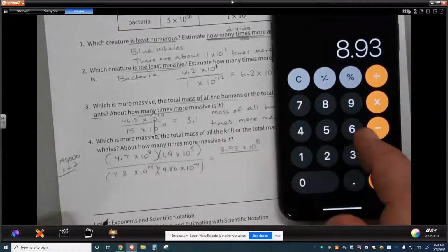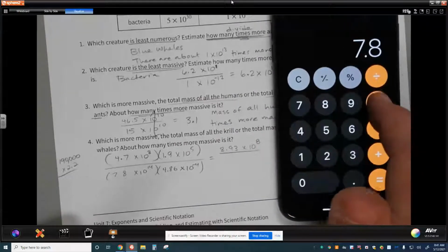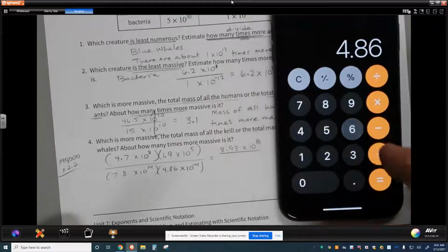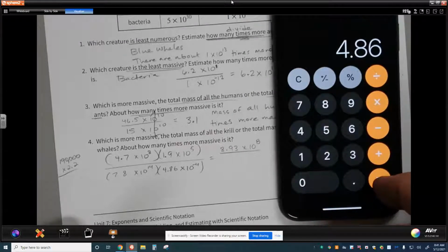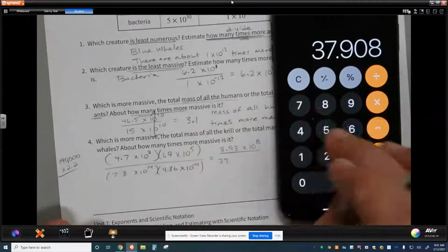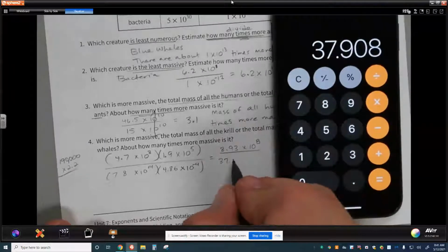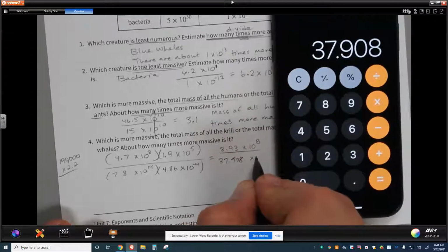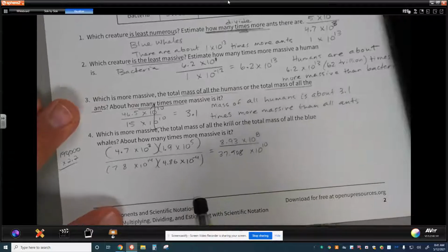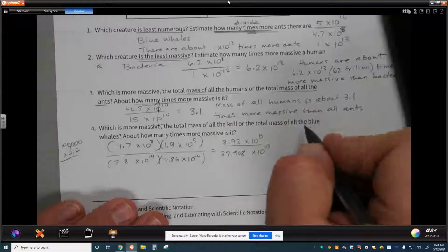And then we'll look at the next one. And we have 7.8 times 4.86 is 37. That doesn't feel right. Just a second. Wondering if I typed anything in wrong. Okay. Times 10 to the 10th. Now, there's a problem here. This says which is more massive. And I didn't account for that in the beginning. And what I see with this is that the amount of krill is actually more massive.